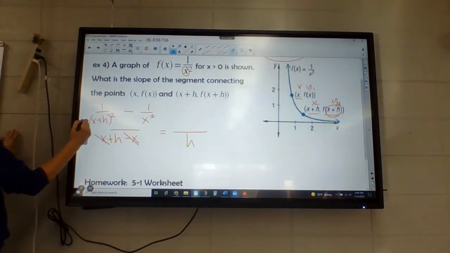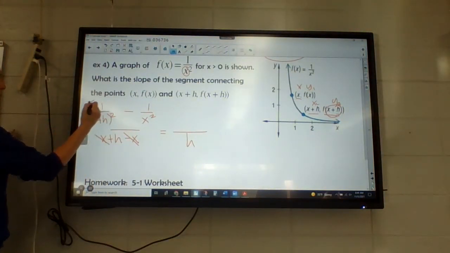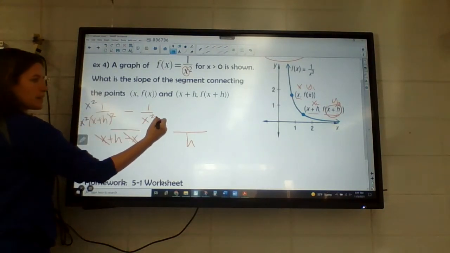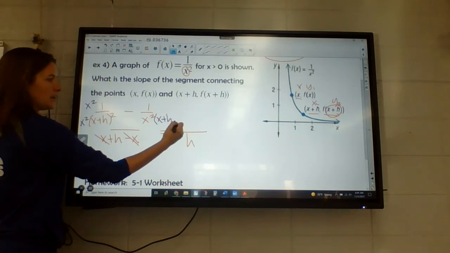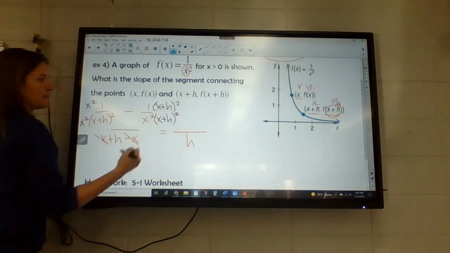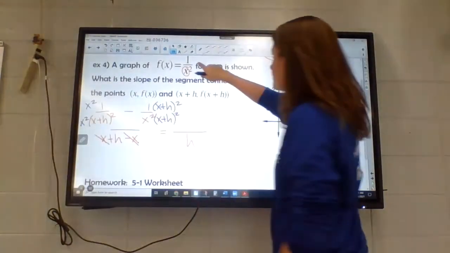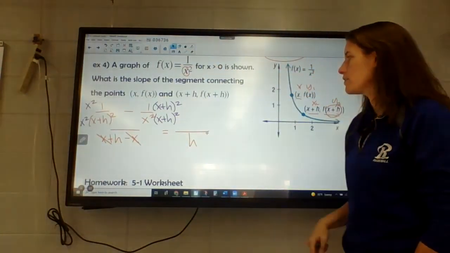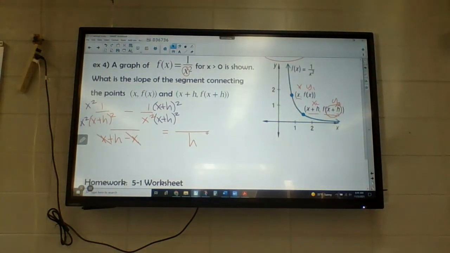one's denominator. So I'm going to give an x squared. This one needs the other one's denominator. Oh geez, I wanted to just move that. Oh well.